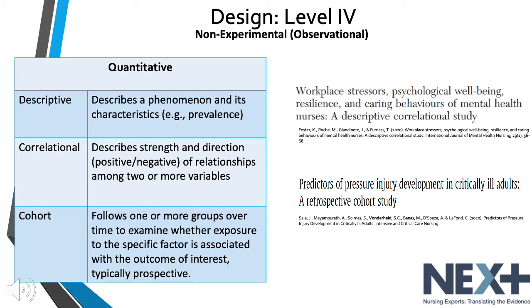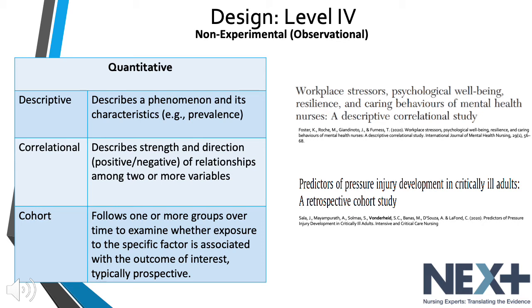Correlational studies examine the association between and among variables. A positive association tells us that as the amount of one characteristic increases, the amount of another variable increases. A negative relationship tells us that as the amount of one variable increases, the amount of the second variable decreases.